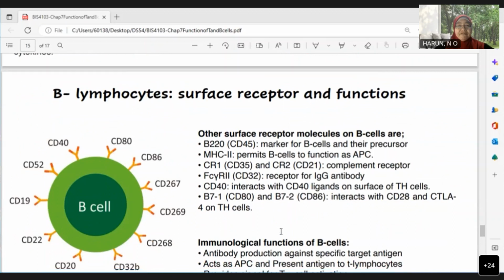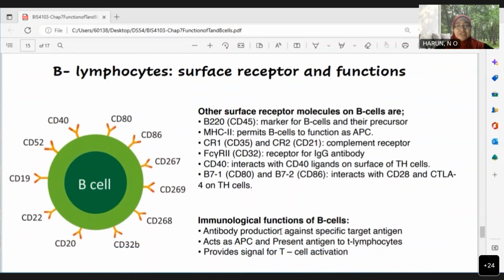So B lymphocytes, let's look at their surface receptors and also function. Okay, this is our B cell. So these are all the things, our surface receptors. Okay, starting from CD40, we have CD80, 86, 267. This is what we call the receptors that were recognized or identified by previous scientists. Right, what are they doing? Okay, CD45 or B220. So this is for your reading. More importantly, look at CD40, CD19, CD22, CD20. So those are among the important ones. Okay. So memorizing all of these, you will certainly not remember.